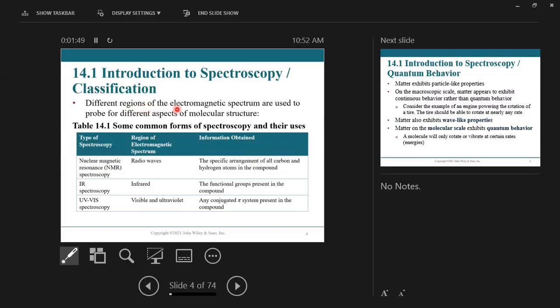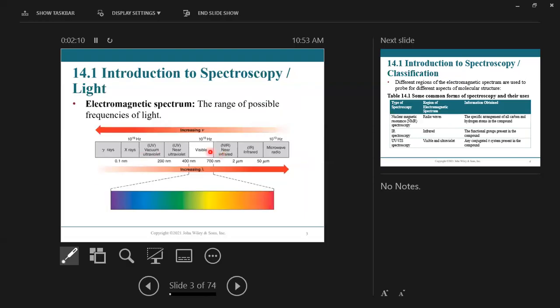It says different regions of the electromagnetic spectrum are used to probe for different aspects of the molecular structure. The radio waves is NMR, infrared is IR, UV-vis can use visible and ultraviolet. You can also go into the near IR for both IR and UV-vis. If we're on the UV-vis, the near IR is right here. If we're on the infrared, the near IR is right here. Some instruments are capable of going into that region.